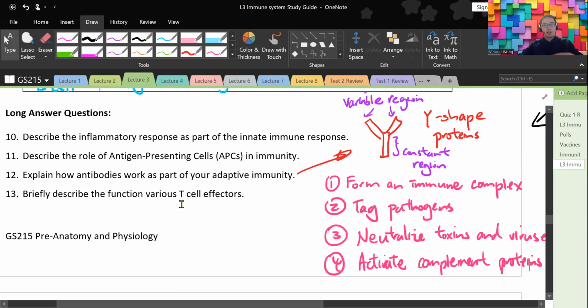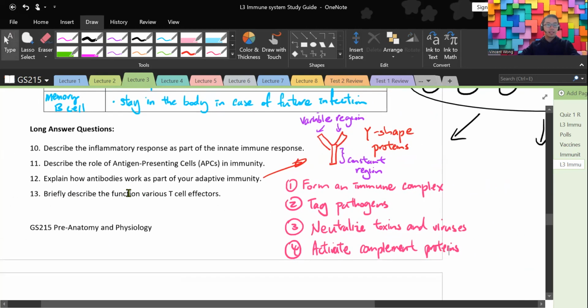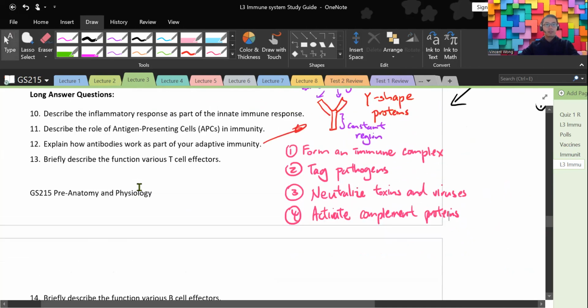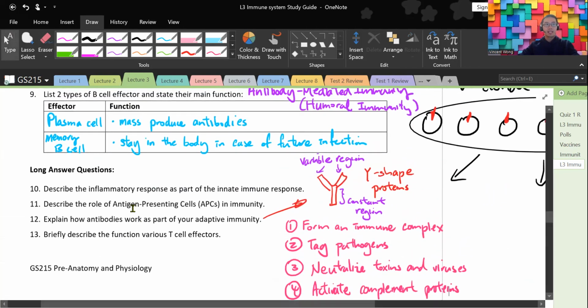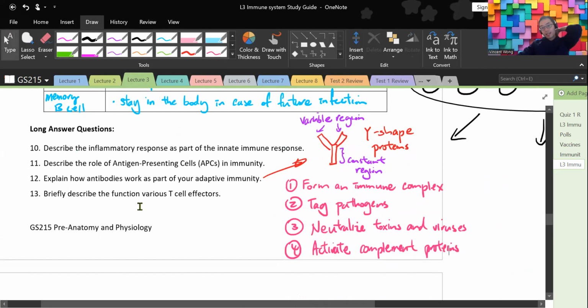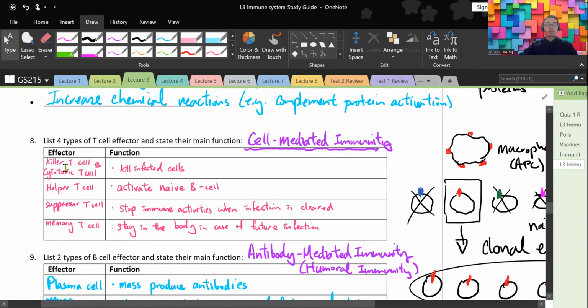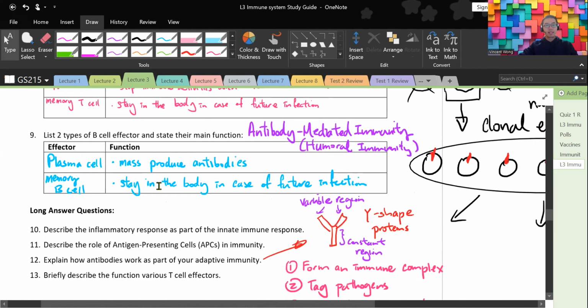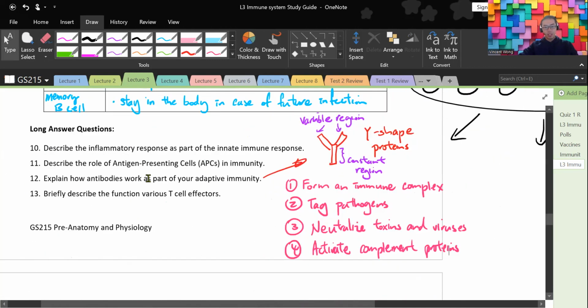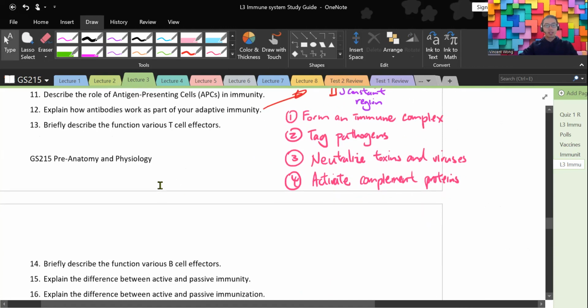Briefly describe the function of various T cell effectors. We did that already. If they seem a little bit repetitive, that's because these study guides were created for in-person testing, in class learning. On the test, sometimes I would ask the question with a chart format, sometimes in written response format. So that's why I have both types of questions here.